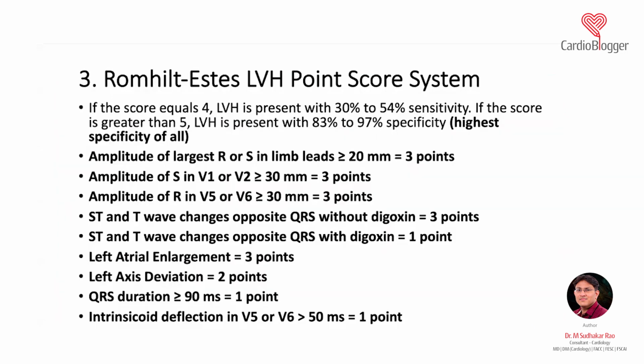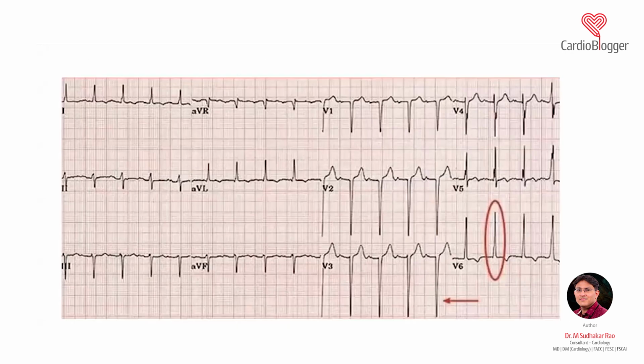So let's go to the Romhilt-Estes criteria, which most of the people do not remember. Even at the higher level, like when you do MD medicine or a DM cardiology, you will realize that many people don't remember it. Why? Because it is very tedious to remember. It has 6 points, and those 6 points are very difficult to know. But these 6 points of LVH indirectly reflect the findings, so it is quite easy to remember, as I will tell you.